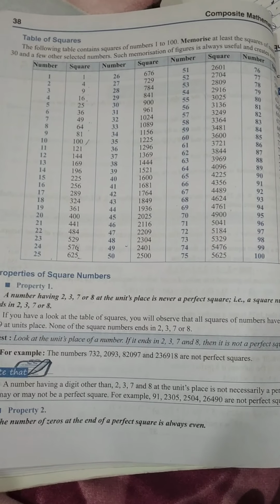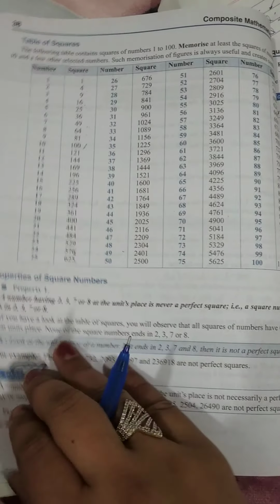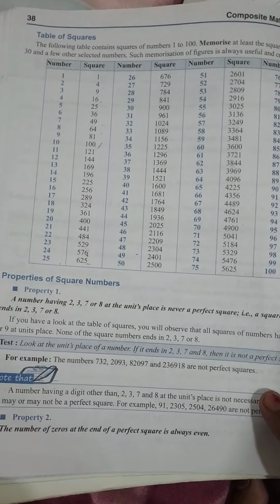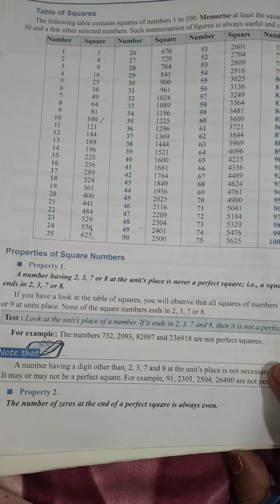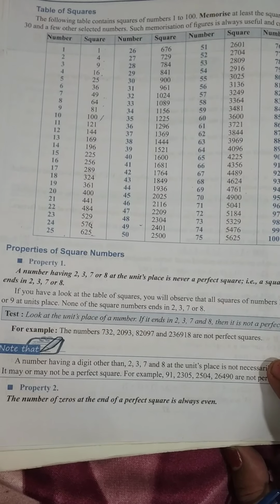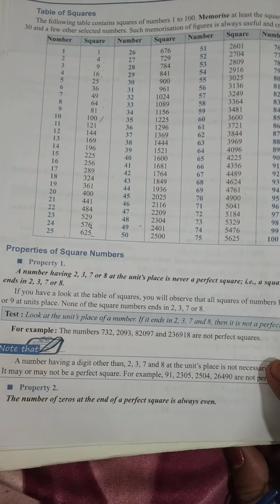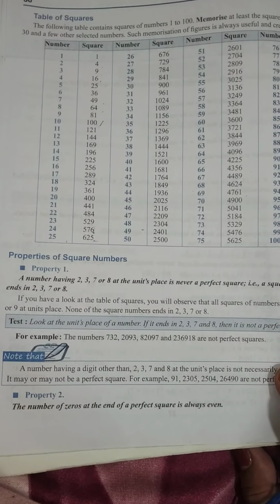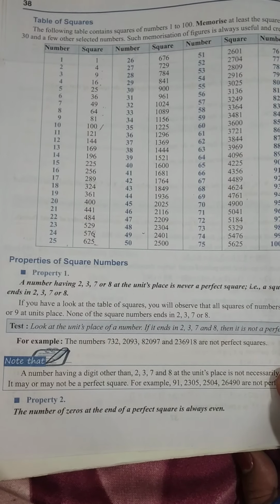Hello girls, today we are going to start with chapter number 3, square and square roots. Already you have learned squares of numbers from 1 to 30. Now we are going to study properties of squares of numbers, perfect squares, and methods to find the square root of a number. First of all, let us come to the term perfect square.